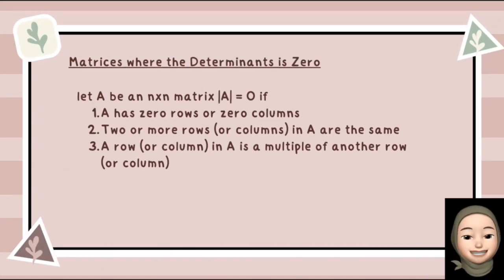We can easily identify matrices where the determinants are zero by using a few simple rules, as in the following theorem. Let A be an n times n matrix. The determinant of A equals 0 if, first, A has a zero row or zero column. Second, two or more rows or columns in A are the same. And lastly, a row or column in A is a multiple of another row or column.